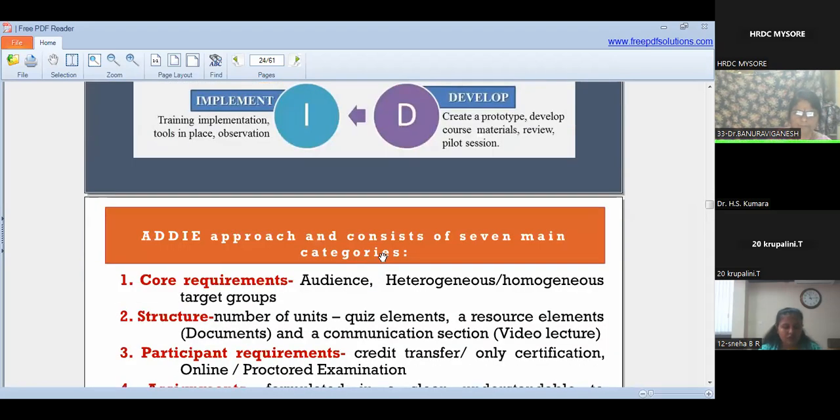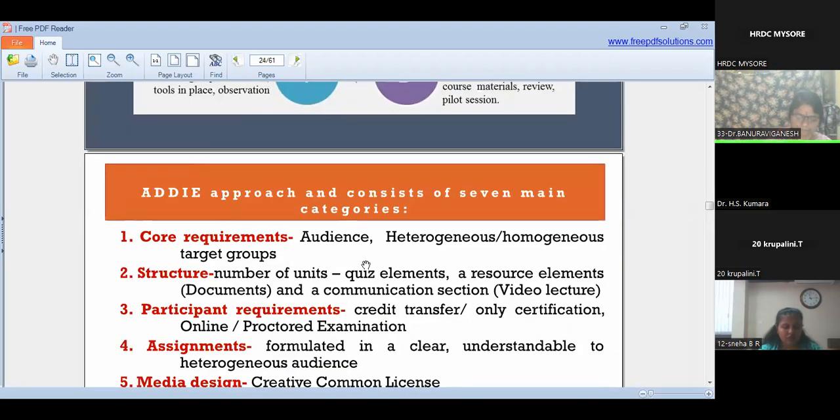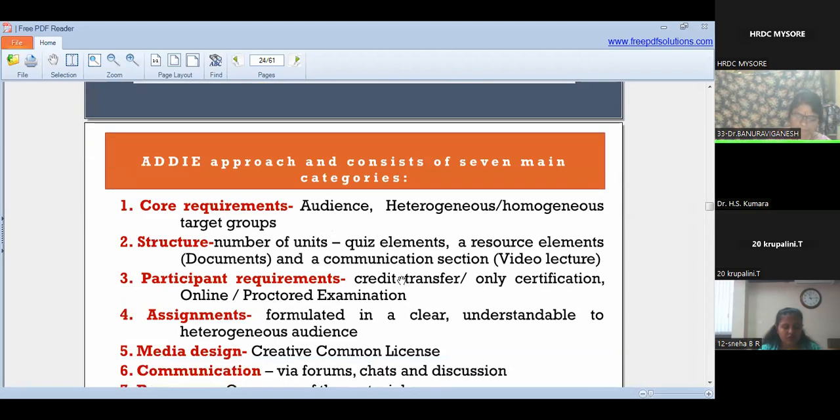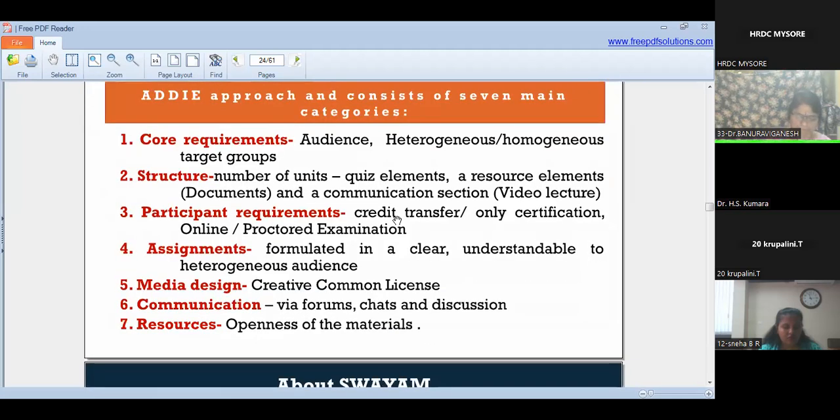Then as a teacher, whenever you start taking this further in the ADDIE approach, we need to relook at 7 main categories. One very important one is core requirements. This is something where we need to understand the overall audience. Whenever you start developing MOOC courses, whether for undergraduate students or for postgraduate students, the audience may be heterogeneous as well as homogeneous.